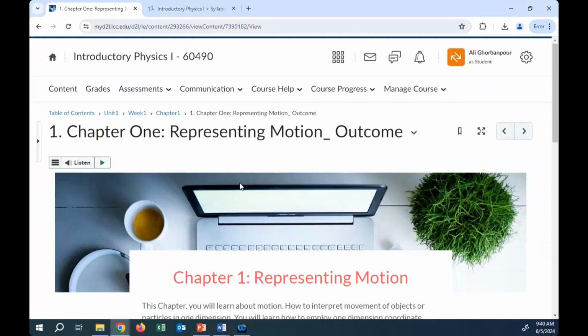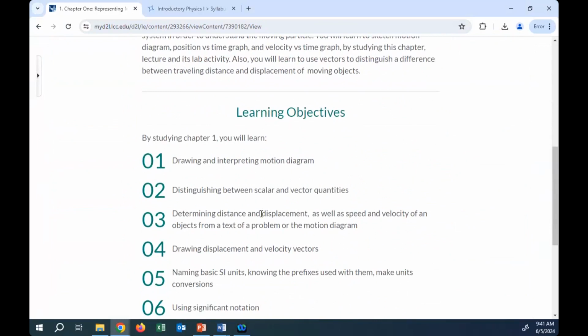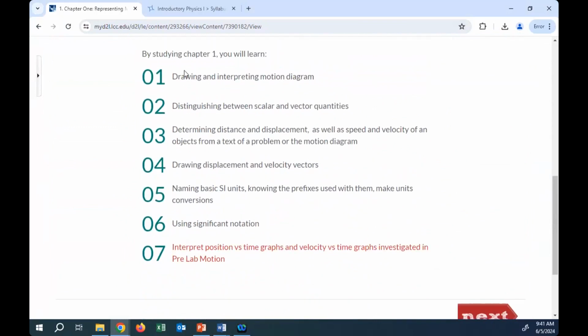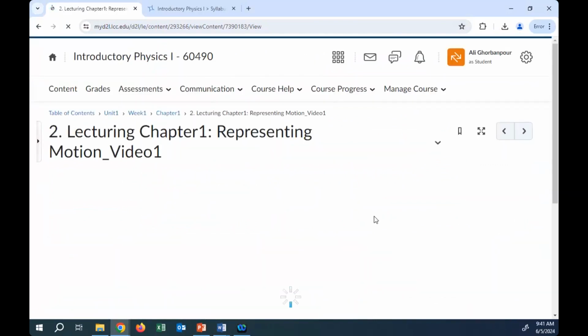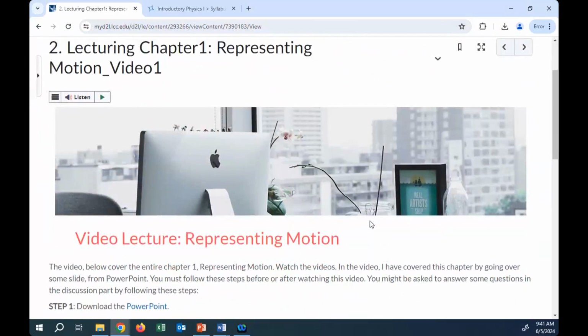So what will you learn by studying chapter 1? The learning outcomes explain that by reading chapter 1, you will learn drawing and interpreting the motion diagram, distinguishing between scalar and vector quantities, and all this stuff. By reading chapter 1, you will learn all these items, and then you go to the next part. The next page is going to be the recorded lectures, the PowerPoint and also the recorded lectures.